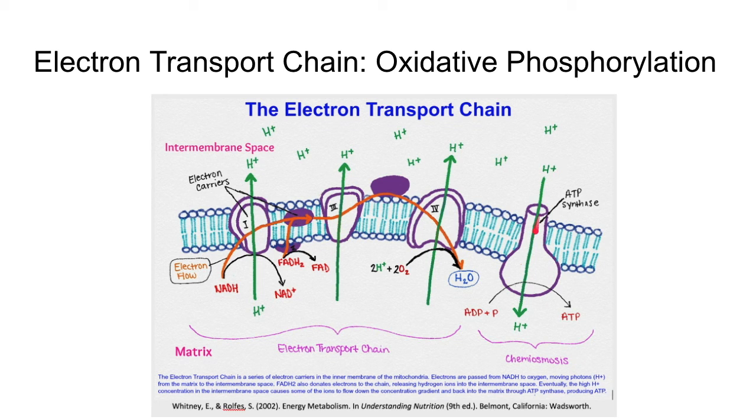As hydrogen ions move through ATP synthase, this allows the enzyme to combine ADP and a phosphate group to generate ATP. This is how the ETC generates ATP that can be used by the cell.